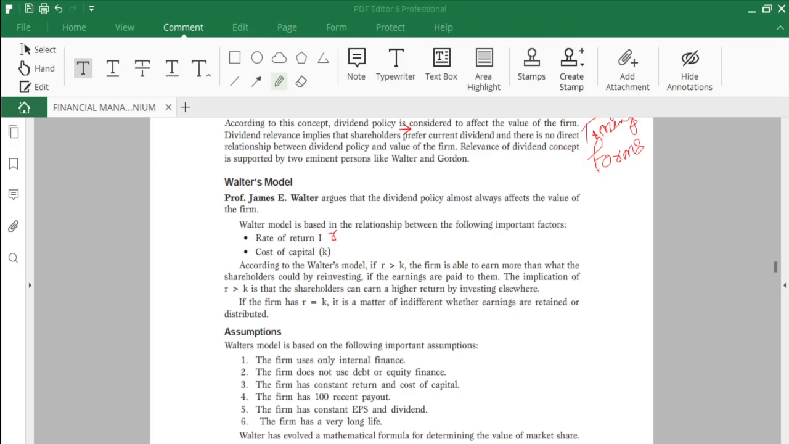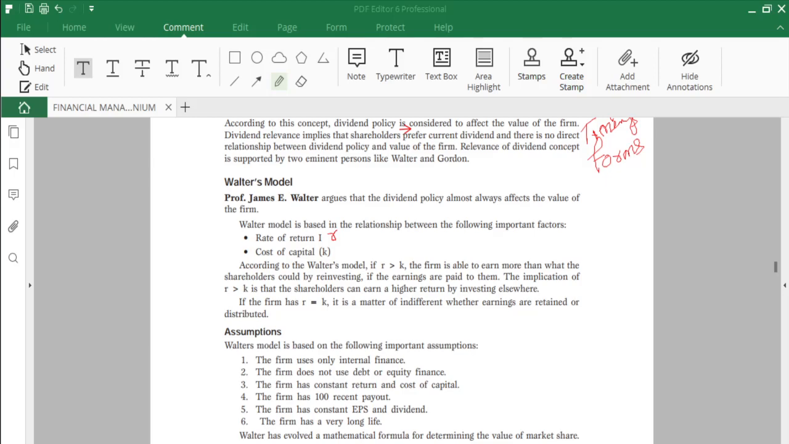So that is very, very important, that the firm reflects only retained earning as a source of the financing. The rate of return and the cost of capital remain constant, and the firm has an infinite life. So as we just read, the Walter model is based on two important factors, namely rate of return and cost of capital. Okay, so what we are going to formulate now, just listen to me carefully.